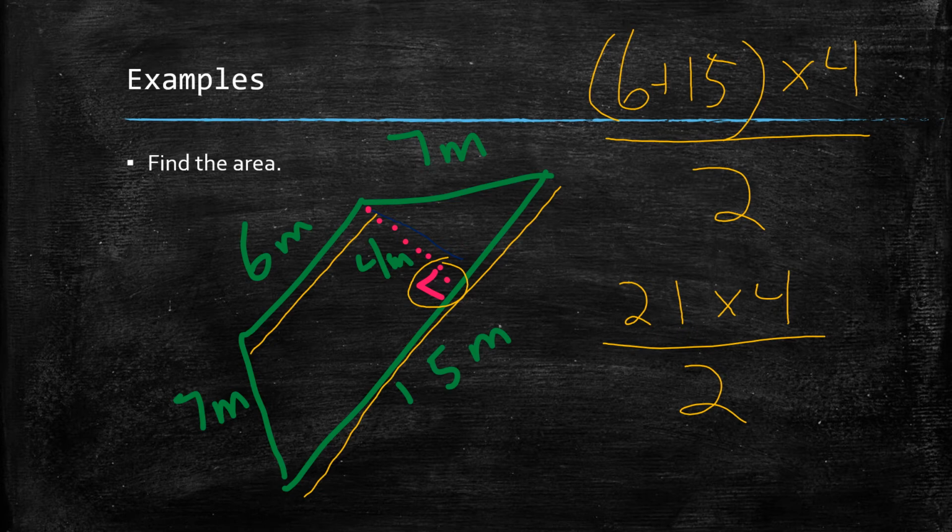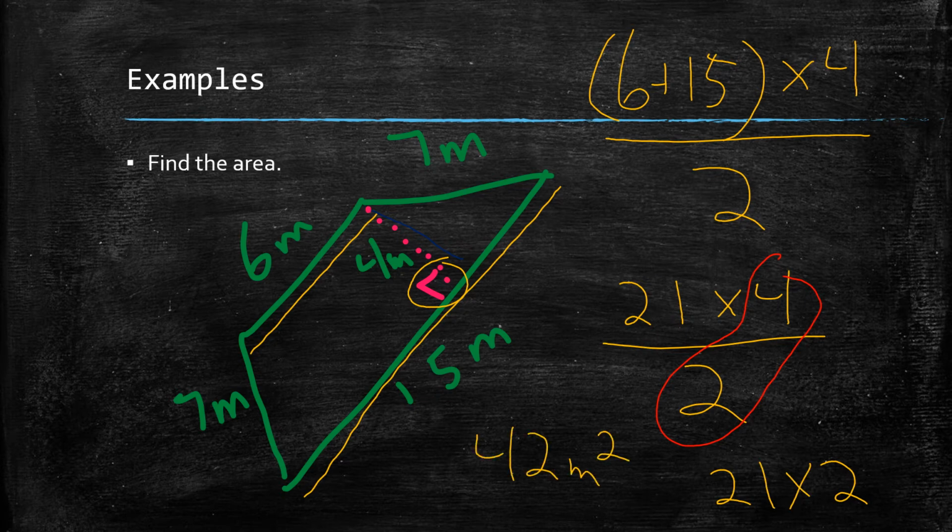However, I'm going to try to keep the number small and easier to work with. 4 divided by 2 is going to be 2. So this problem becomes 21 times 2, which equals 42 meters squared. That's your answer for this one.